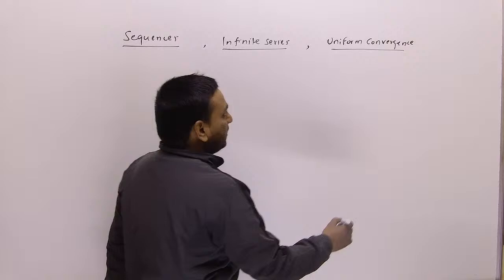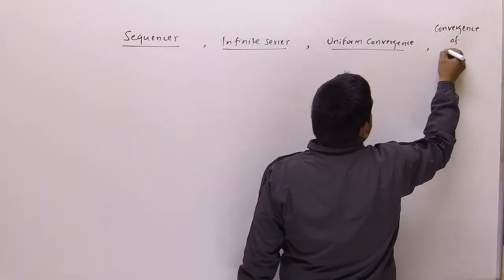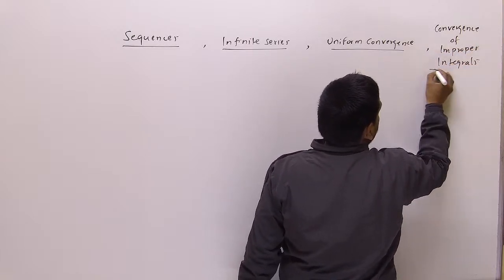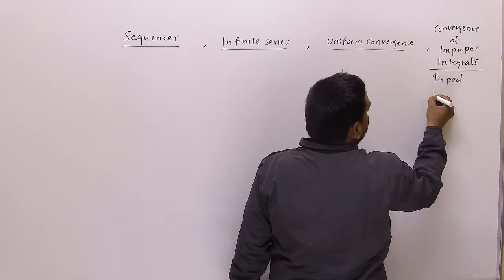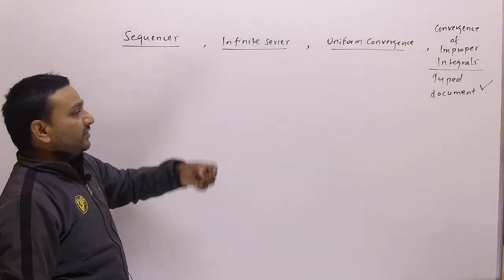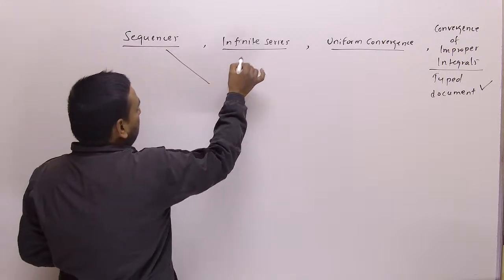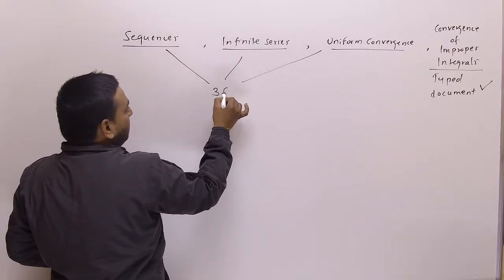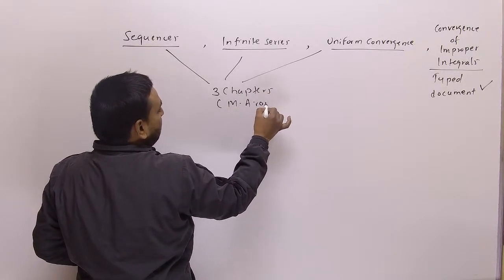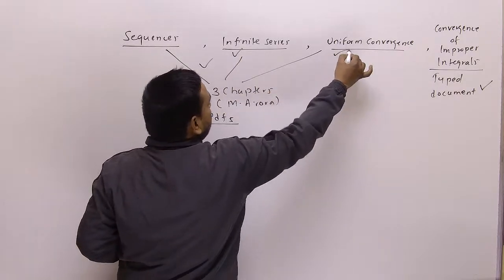इसके बाद हम पढ़ेंगे convergence of improper integrals. इसका तो टाइप्ड डॉक्यूमेंट रेडी है. ठीक है. That I will share. For these things, somehow it could not be managed as typed document. So I have shared 3 chapters from the book Malik Arora. Okay, mathematical analysis. इसका PDFs I have already shared for these 2 chapters. ये वाला today I will share.